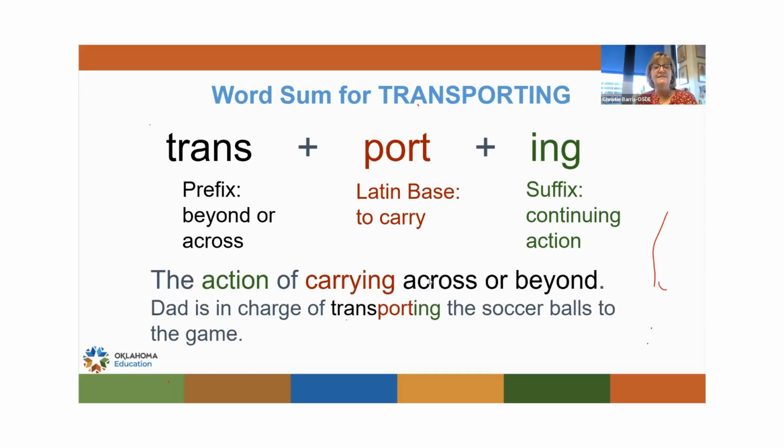So transporting means the action of carrying it across or beyond. And Dad is in charge of transporting the soccer balls to the game. And I love the color coding. It's kind of hard to see on your screen, but I have action is green, carrying is red, across or beyond is black. So it shows me those meanings.